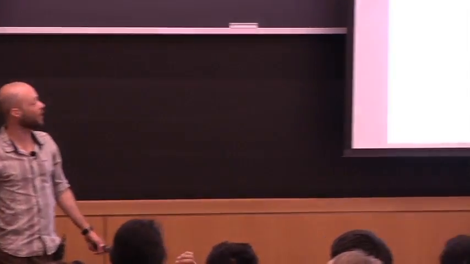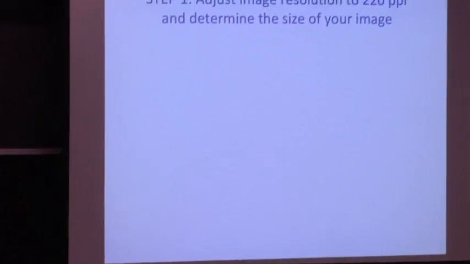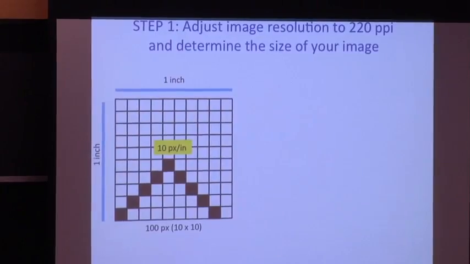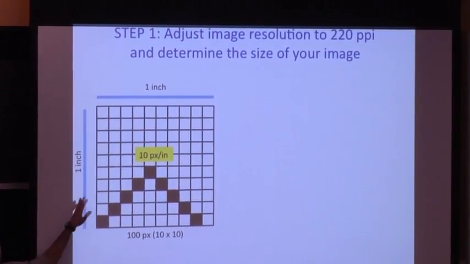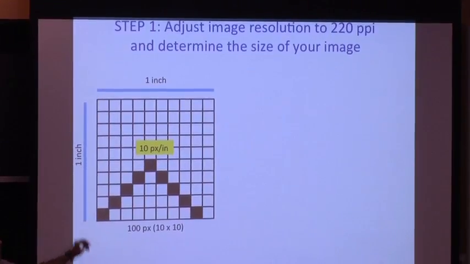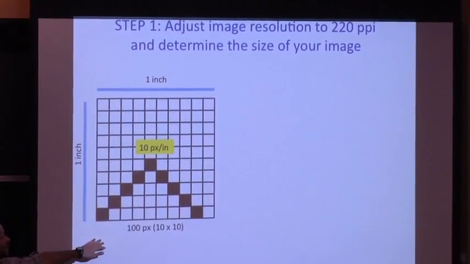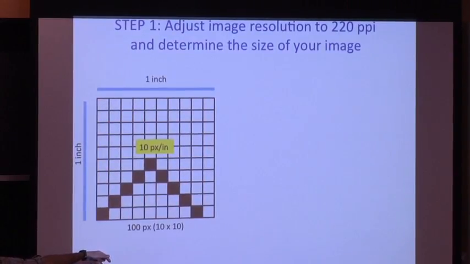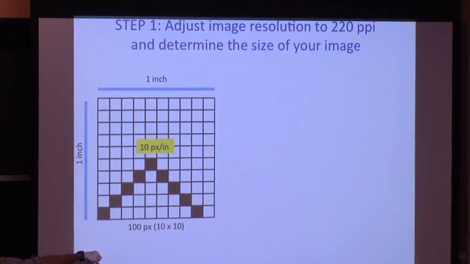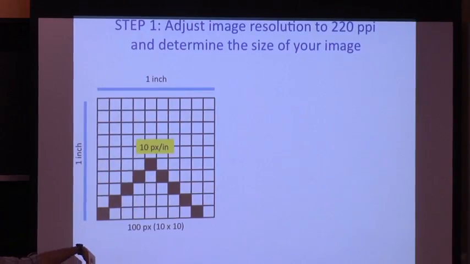How do you get these 220 pixel per inch images? It's really simple. And just to go through this conceptually, let's say your image is 1 inch by 1 inch, and it's 10 pixels per inch. It's a raster image. How many pixels is that total? 10 pixels per inch by 1 inch times 10 pixels per inch by 1 inch. It's 100 pixels, I think. Mental math, so you can double check me.